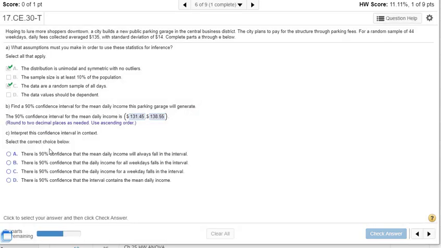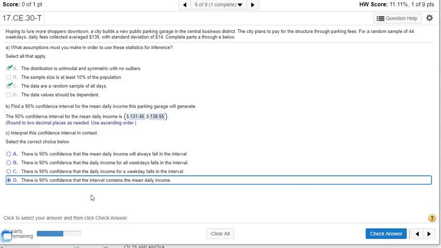Now let's interpret this confidence interval in context. So think about what this interval means. We're 90% confident that the true mean falls somewhere in this interval. So that is, 90% confident the interval contains the daily mean. That's it right there, D. These are really close together, so just make sure you see the differences between all of those.